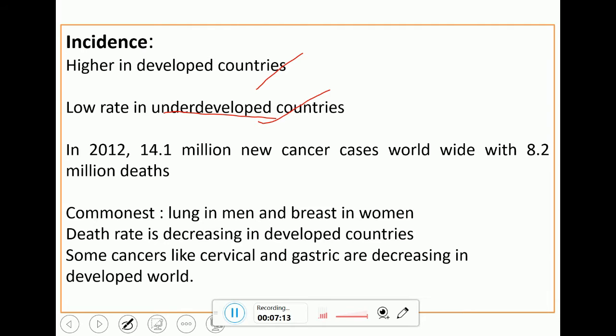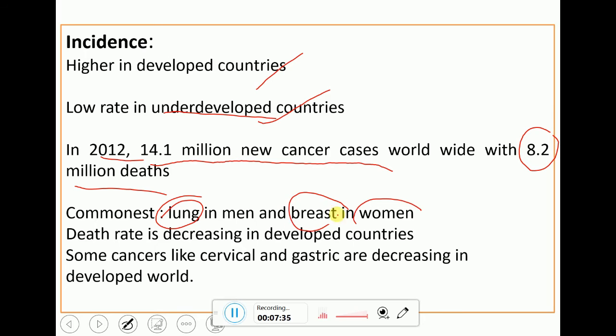According to WHO data, in 2012, 14.1 million new cancer cases were reported worldwide, out of which 8.2 million people died. According to WHO, the commonest cancer in men is lung cancer, whereas for women it is breast cancer.